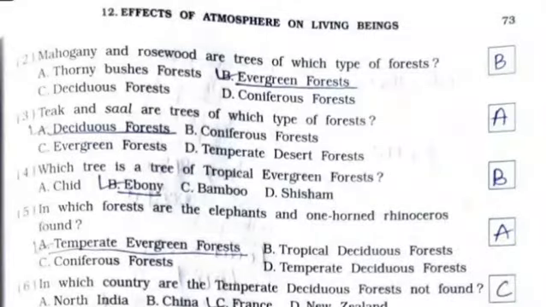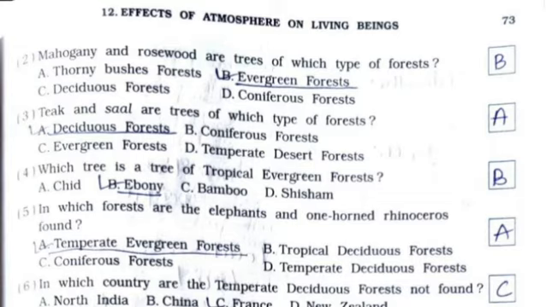Now MCQs for flora and fauna. First one, in which of the following regions are the tropical evergreen forests found? It's option number D, in Andaman and Nicobar. Second, mahogany and rosewood are trees of which type of forest? It's option number B, evergreen forests. Third, teak and sal are trees of which type of forest? It's option number A, deciduous forest. Fourth, which tree is a tree of tropical evergreen forest? It's option number B, ebony.